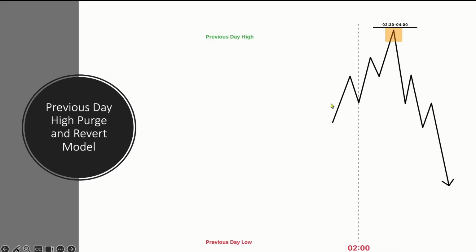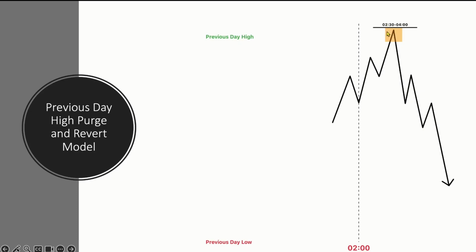The second model that we will be looking for during the London session is the previous day high purge and revert model. This model again occurs when the higher time frame order flow is bearish and we're looking for lower prices. What we will be looking for is a run higher to originate from around 2 a.m. and from there on we want to see the market draw towards the previous day high.